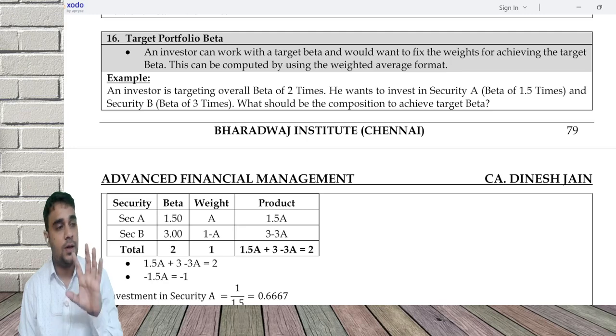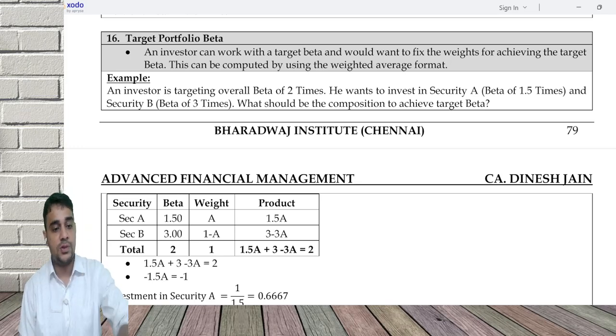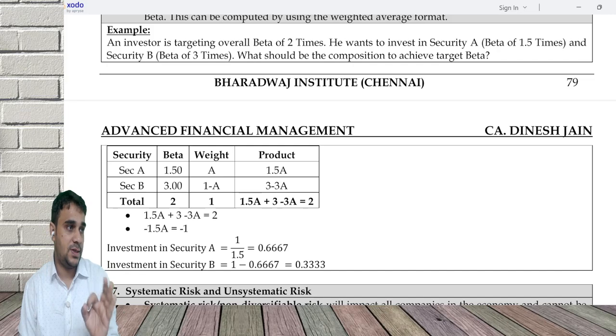What is the composition? This is what I did today when I was doing one WACC question where cost of equity was 20, cost of debt was some 8, and I told overall is this much. You find the weights. So security, beta, weight, product, balancing figure. A is 0.667, B is 0.333. So weighted average format can help you in giving the weights.